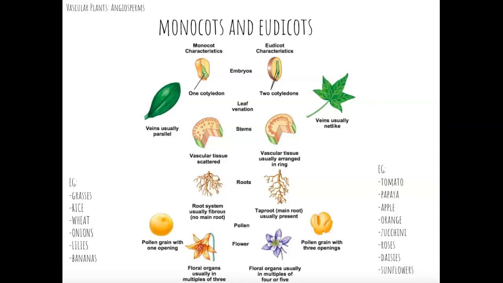Eudicots include other types of things that we eat often, as well as a lot of flowers that we use in gardening.